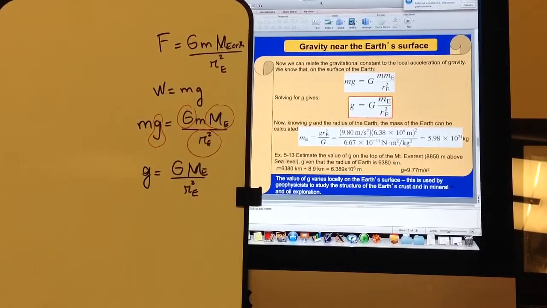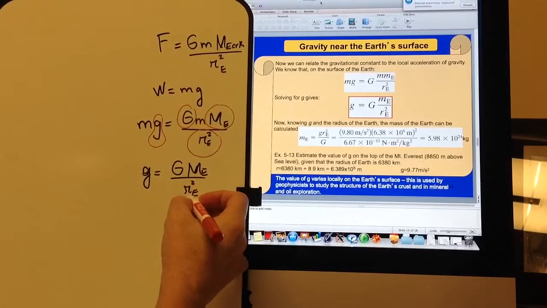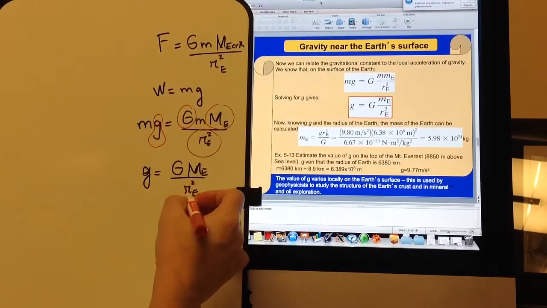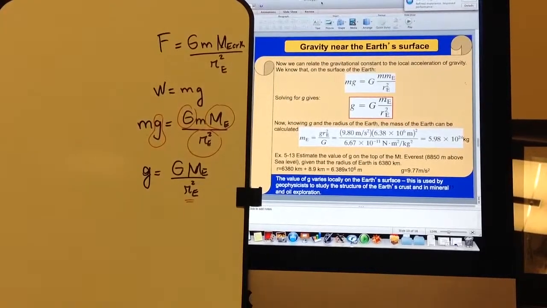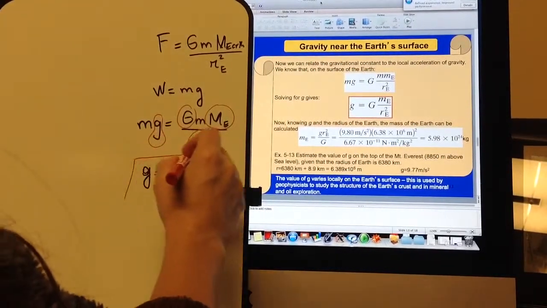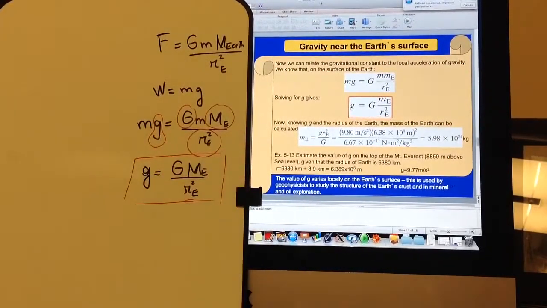Now, when the object is very close to the surface of Earth, then the distance between the center of Earth and the center of the object is very close to being just the radius of Earth. Okay, so this gives us 9.8 meters per second square. So now you understand where that number was coming from.